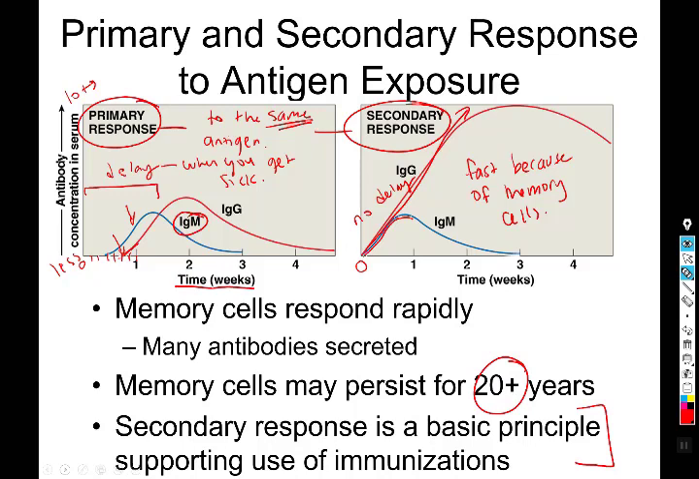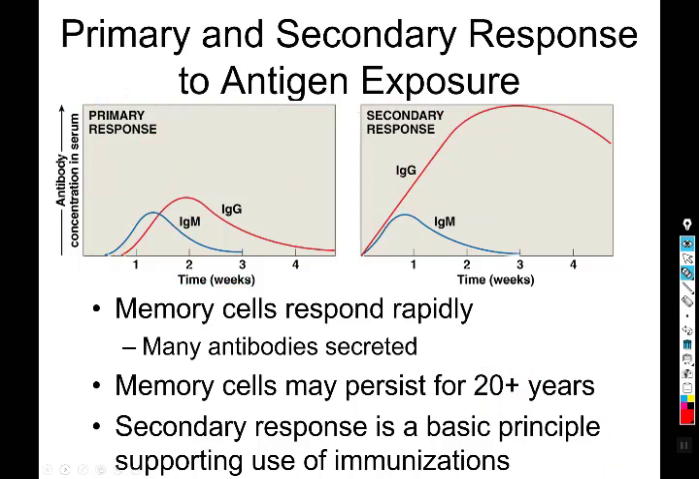So here's the way immunizations are supposed to work. You get a version of the pathogen that has been disabled in some way. So maybe the part of it that makes it nasty and makes you sick has been cut off by a lab scientist, or maybe it's been killed with heat, or something like that. So after you get the immunization, you do get a primary response.